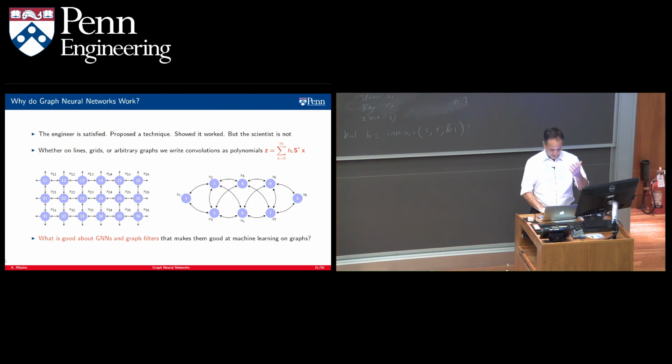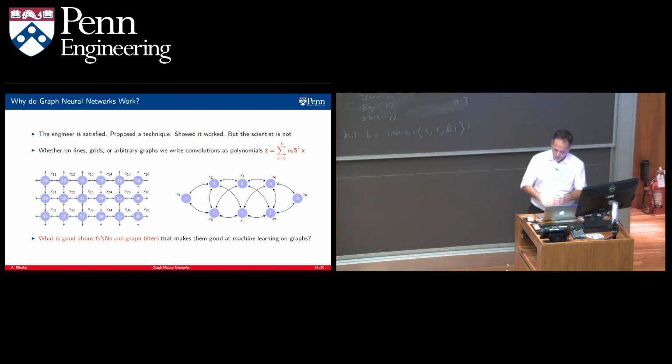Now, the tool that I am using is the following, right? Whether I am talking about lines, grids, arbitrary graphs, I am writing convolutions as polynomials, okay? Now, I've used these GNNs, or these graph filters, and the question that we should be asking is, okay, so why are these good at solving machine learning on graphs? I'm going to try and give an answer to that question.